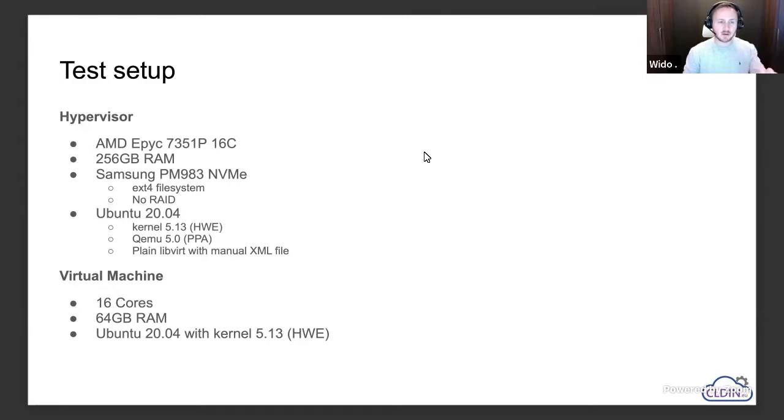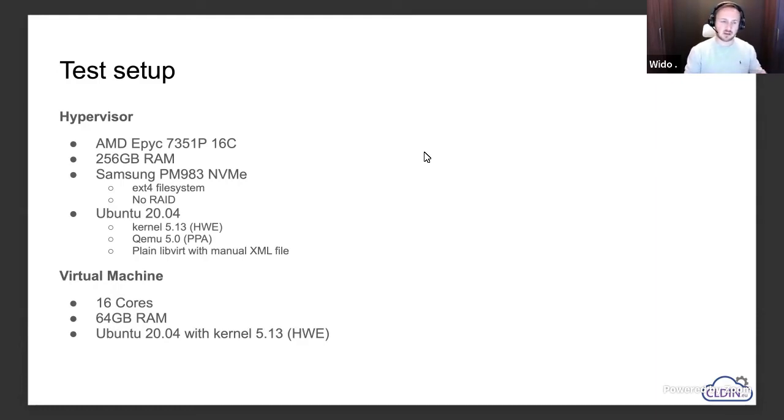So I just took a bare metal machine, installed Ubuntu, a single NVMe drive, so no RAID, just the ext4 file system, Ubuntu 20.04, but then I installed kernel 5.13, through the hardware enablement, and from a PPA, I installed QEMU 5.0 with also a newer libvirt, so IO uring would be supported. And I took a manual libvirt with a manual XML file to deploy the VM.